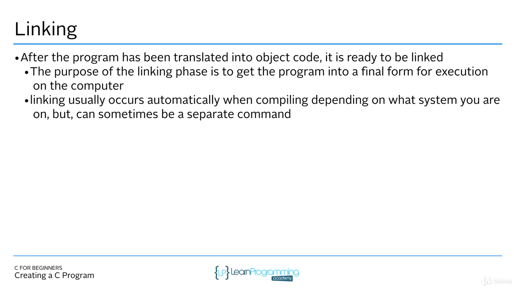So after the program has been translated into this .o code, this object code, it is ready to be linked. The reason we link is that if we're using external libraries, we have to grab all those other libraries and put them into one program. So linking is just getting all of the dependencies in place and building an actual executable file. The .o file is the object file. You then link all the .o's into one executable.